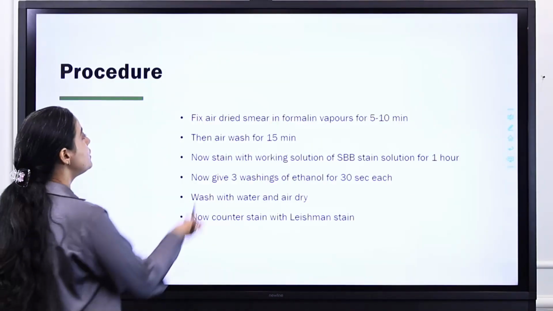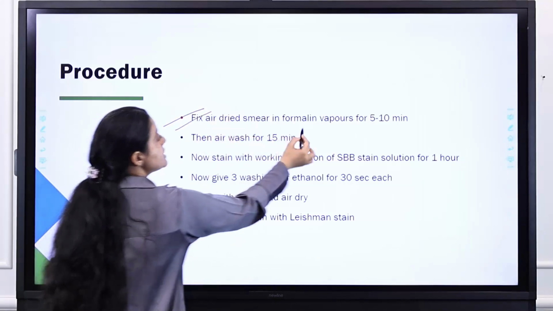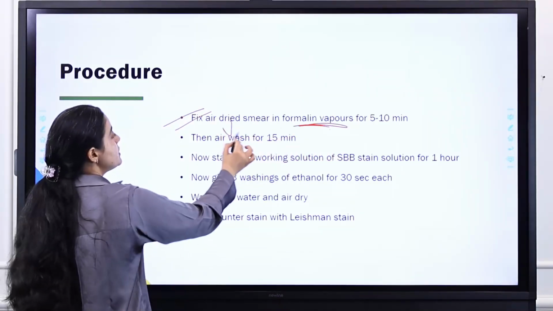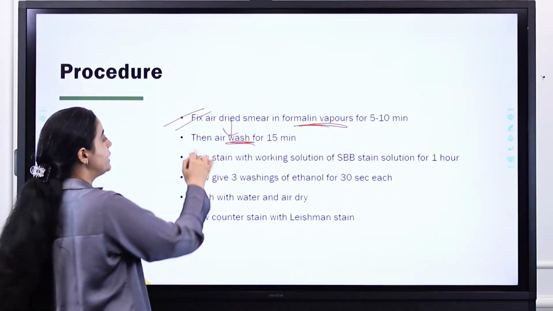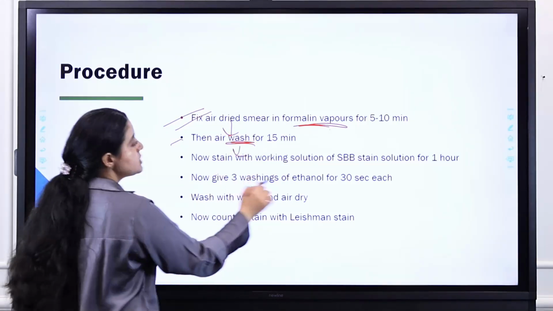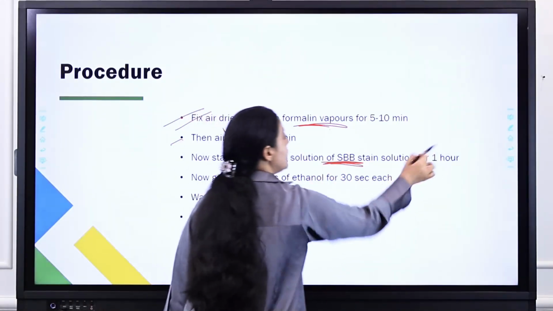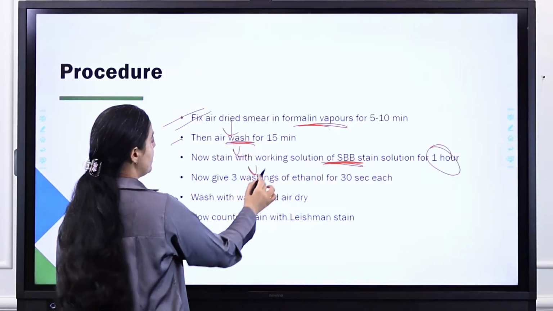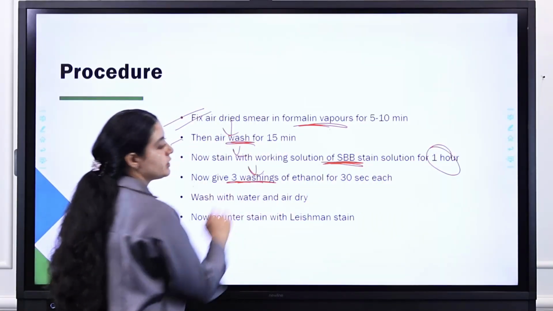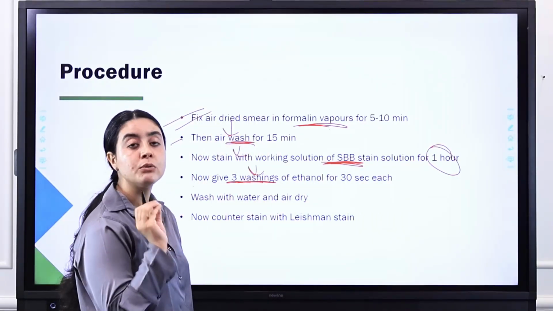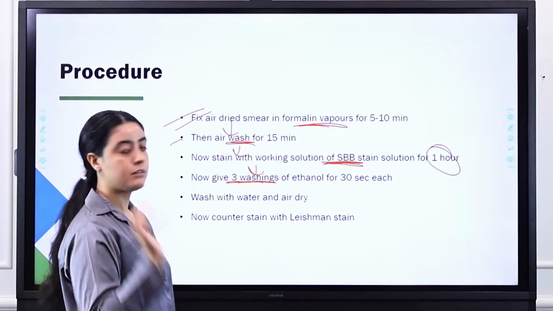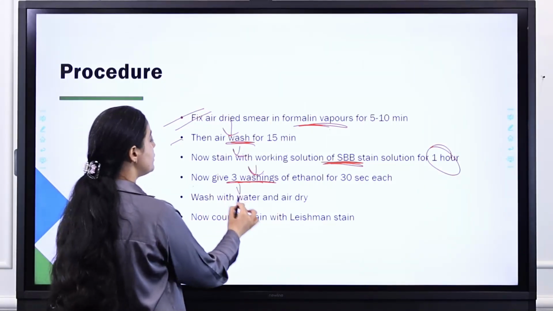What will be the procedure? You have to fix and dry the smears in formalin vapors. Then obviously you have to air dry for 15 minutes. Then stain first with the working solution of the Sudan black B, which is our first stain, for 1 hour. Then give 3 washes of ethanol for 30 seconds each to remove any residues. Then wash with water and dry.